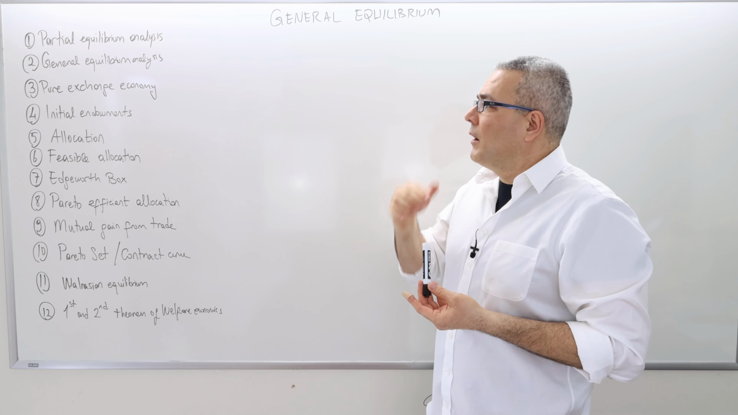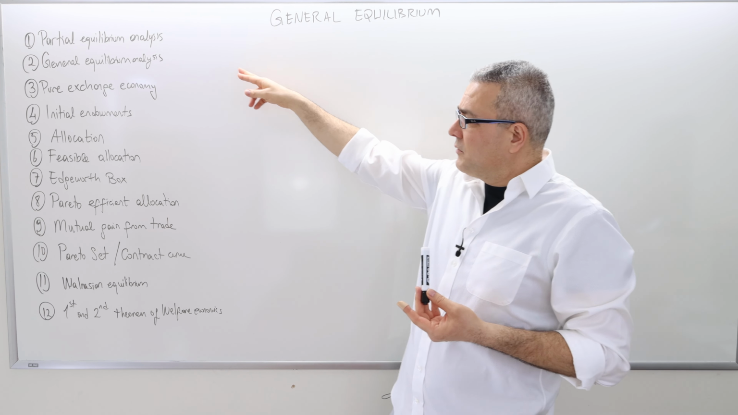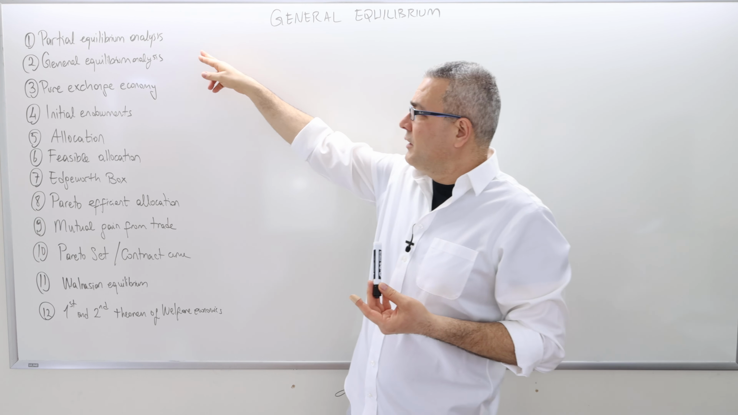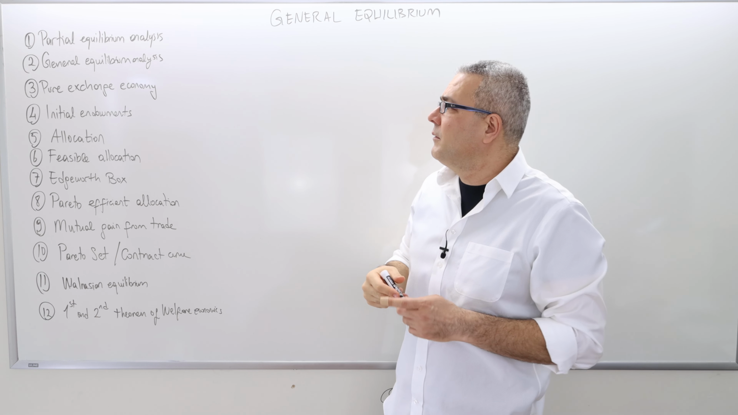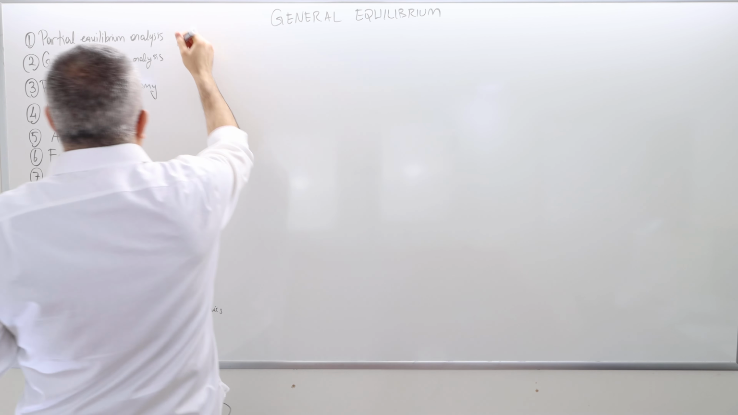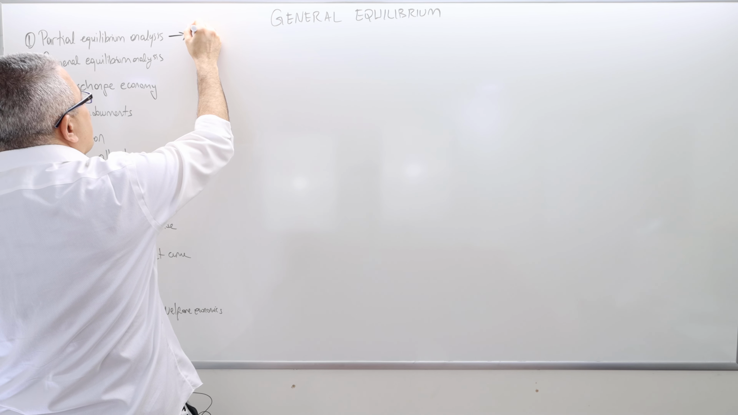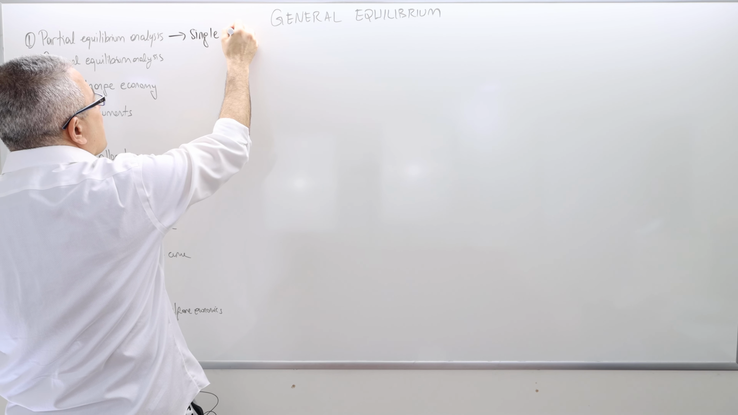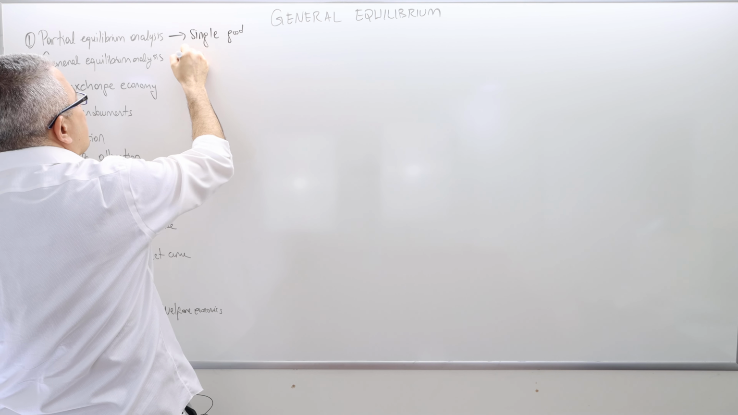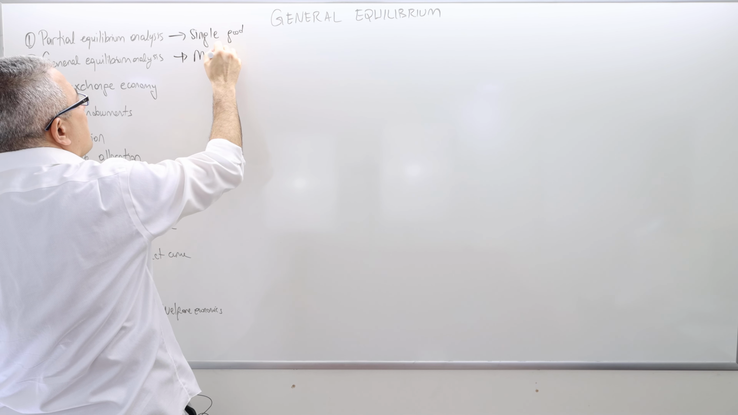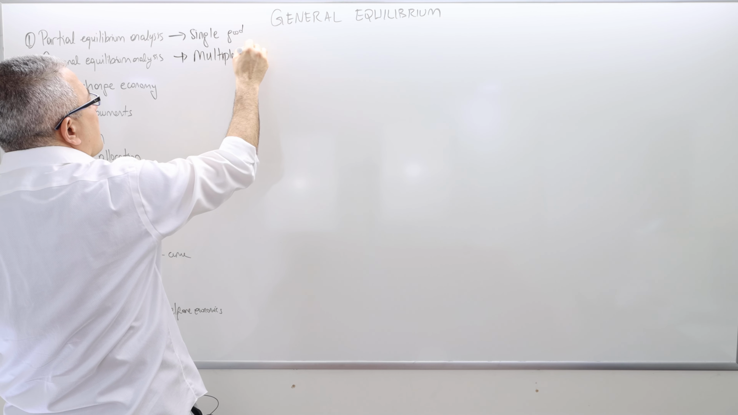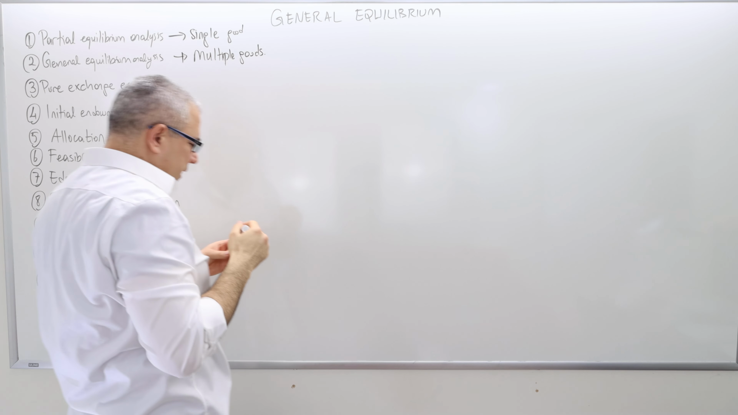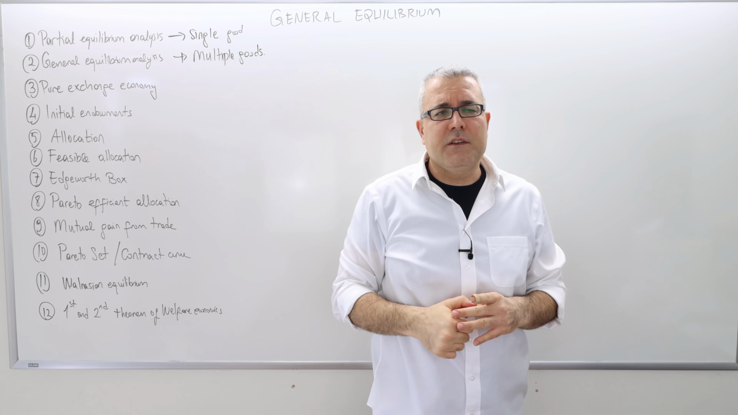All right. So the first keyword is partial equilibrium analysis, versus the second keyword, general equilibrium analysis. What is the difference between the two? In the partial equilibrium analysis, there's only one good, a single good, and in the general equilibrium analysis there are multiple goods. That's the key distinction between these two analyses.